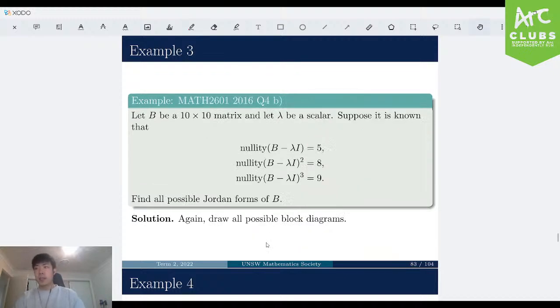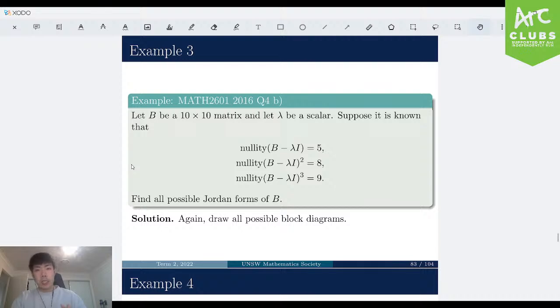Example 3. Let B be a 10 by 10 matrix and let lambda be a scalar, or the eigenvalue in this case. Suppose that it is known we have this nullity sequence so far: at step 1, 5, step 2, 8, step 3, 9. Find all the possible Jordan forms of B. Again, we will do this by constructing block diagrams. Now, firstly, what does it even mean to find all possible Jordan forms?